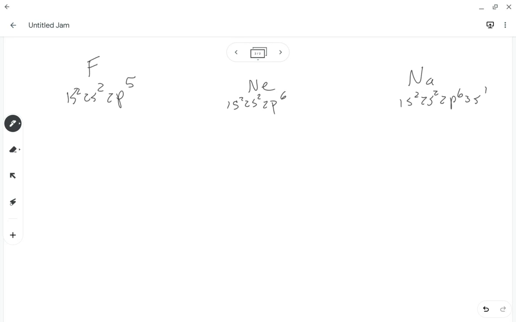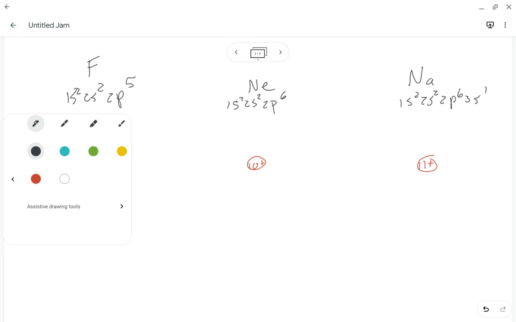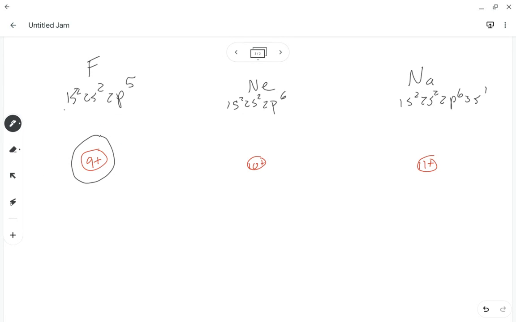Well, if we were to draw a Bohr model of this, fluorine has 9 protons in the nucleus, so it's got 9 positive charges. Neon has 10 positive charges, and sodium has 11 positive charges. Then, if we were to construct a Bohr model, in the first energy level, fluorine has 2 electrons in the 1s. Then in the second energy level, we're going to put the 2s and the 2p together for this. It's got 7: 1, 2, 3, 4, 5, 6, and 7.